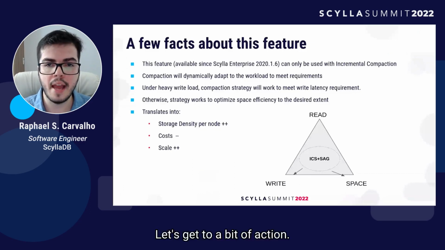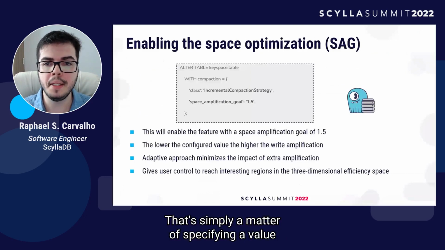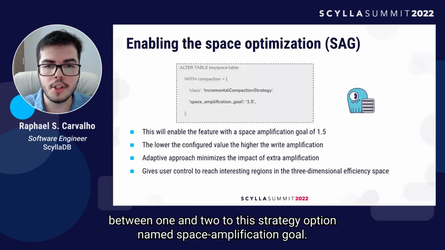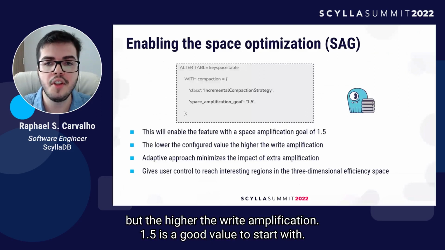Let's get to a bit of action. How to enable the space optimization? That's simply a matter of specifying a value between 1 and 2 to the strategy option named space_amplification_goal. The lower the value, the lower the space amplification, but the higher the write amplification. 1.5 is a good value to start with.